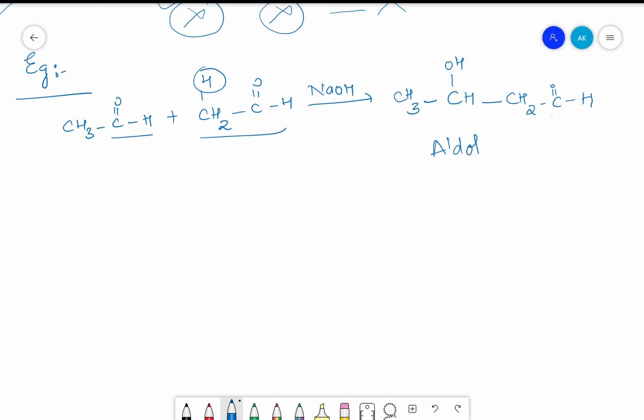Why? Because it contains an aldehyde group here and an alcohol group here. ALD stands for aldehyde, OL stands for alcohol. Name of the product is 1, 2, 3, 4. At third position we have hydroxy, 3 hydroxy, 4 is bute. At first position we have aldehyde, butanal. This is the name of the aldol condensed product.